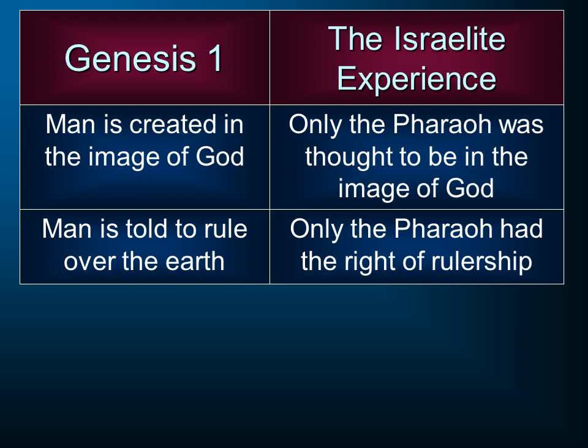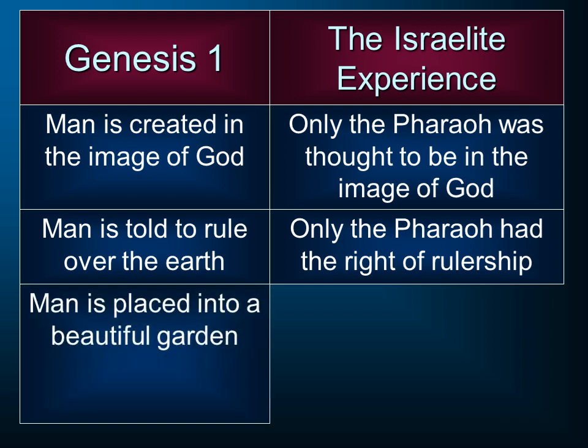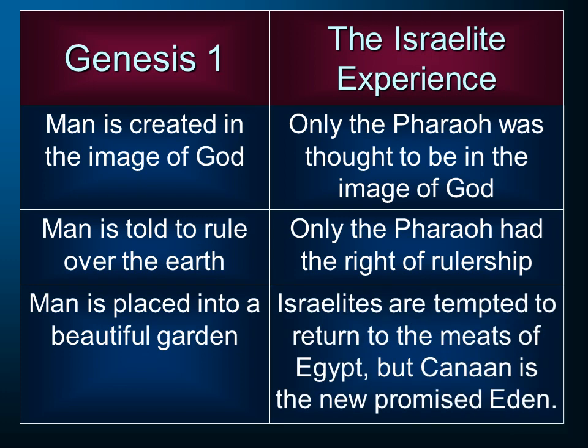God is the ultimate ruler. In Genesis chapter 1, man is placed into a beautiful garden. The Israelites had come out of a place very garden-like, and they are tempted to return to the meats of Egypt, to the gardens of Egypt. But now they are promised that Canaan is the new promised Eden. Canaan is going to be their Eden, because God has promised a return to the garden.